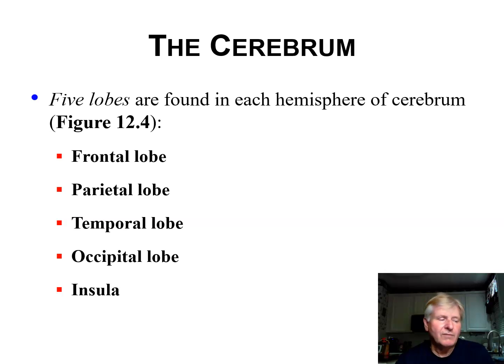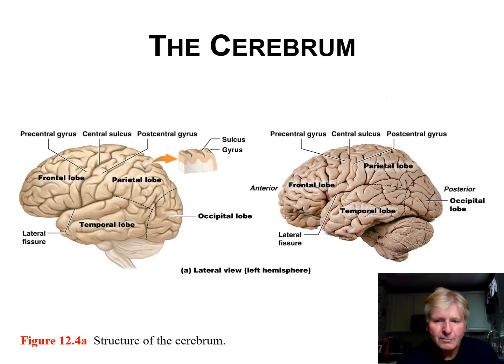Okay, so 5 lobes are found in each hemisphere of the cerebrum. These are the frontal lobe, parietal lobe, temporal lobe, occipital lobe, and finally the insula. Okay, and this is just another view showing you the cerebrum.